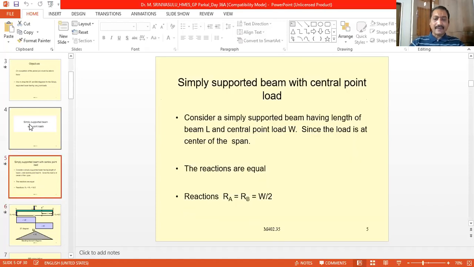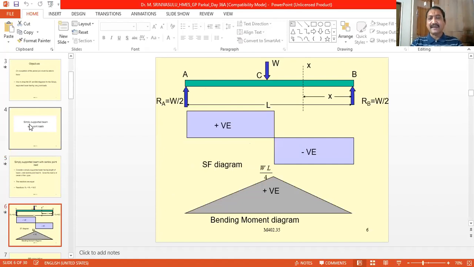Now we are considering a simply supported beam having a length of L and a central point load W. The load is at the midpoint, that is at the center of the span. For the analysis, we have to find the support reactions. Support reactions are the reactions set up at the supports due to the external action of the loads. The reaction is nothing but the force acting at the supports.